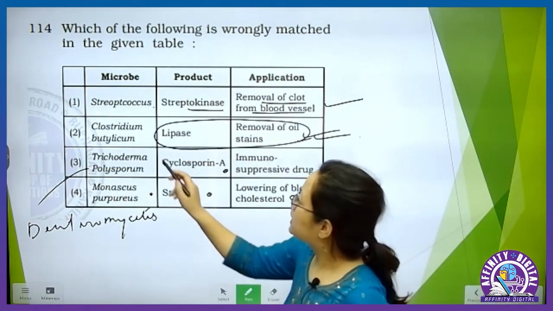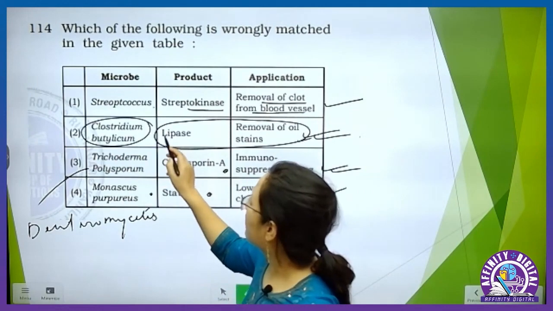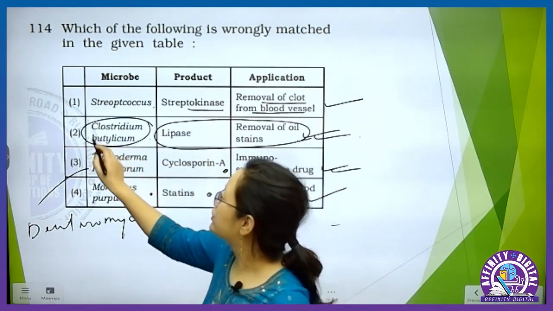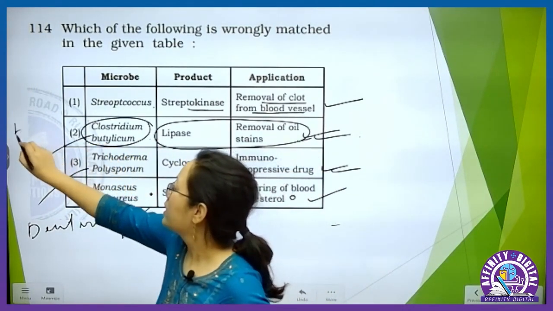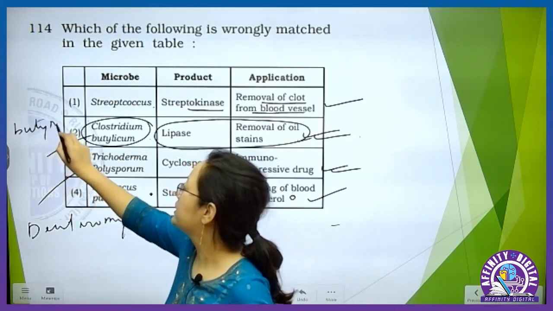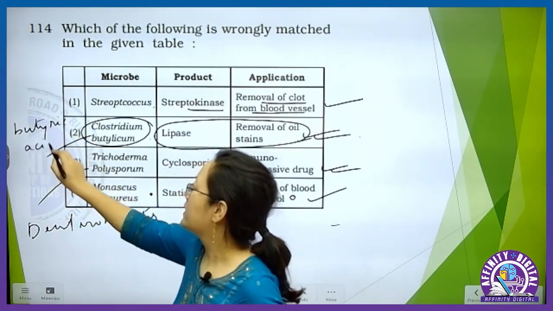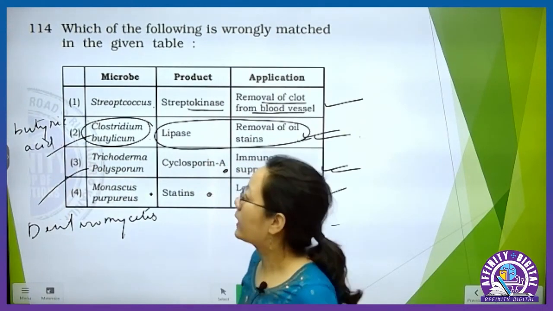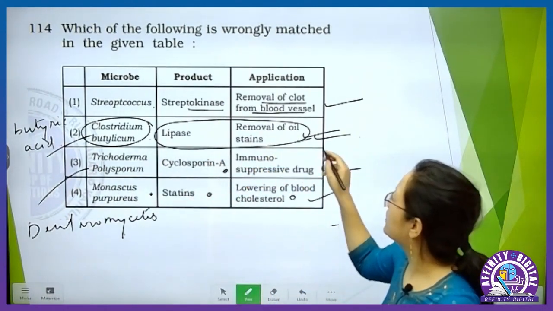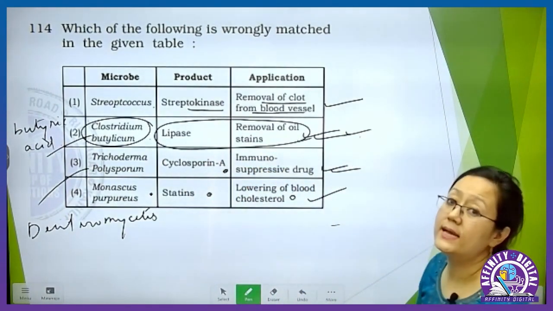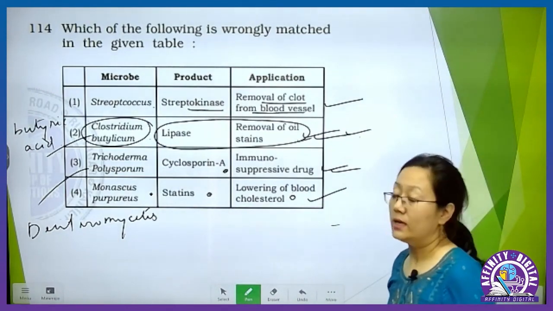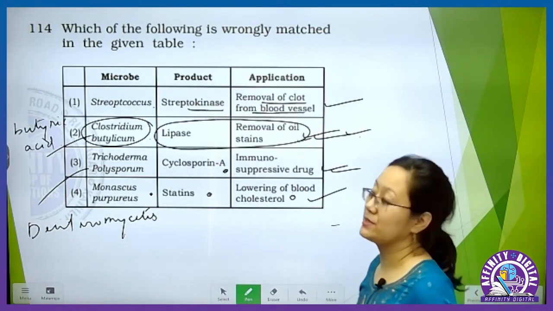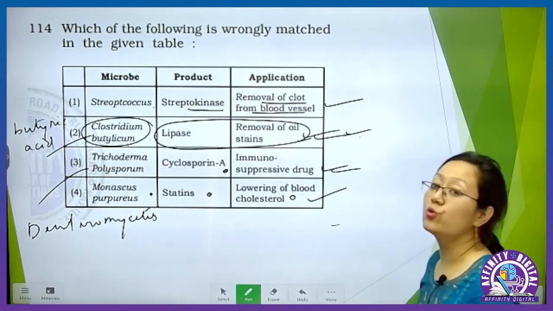Okay. But Clostridium butylicum does not produce lipase. Clostridium butylicum will produce butyric acid. So the answer to this will be this. It produces butyric acid and is used in the retting of jute fibers. In jute fiber removal, it is used.